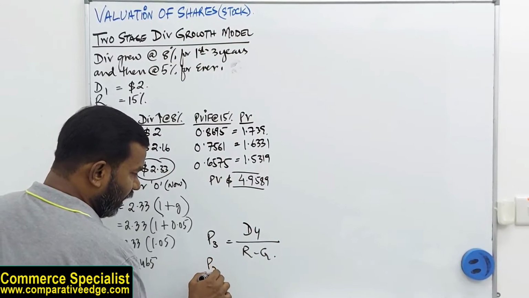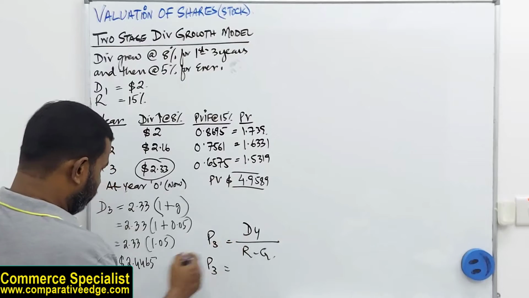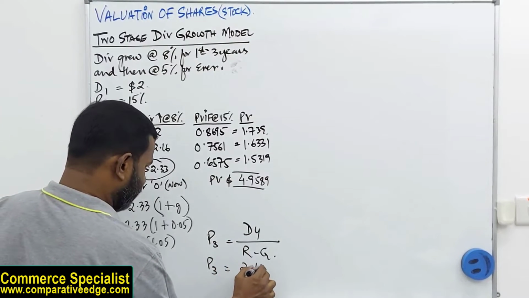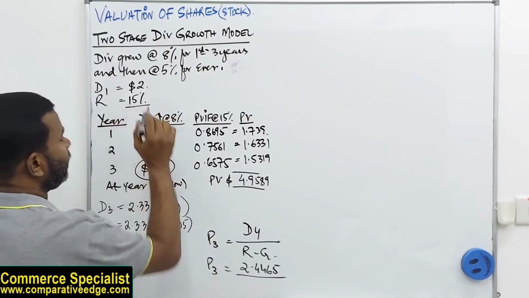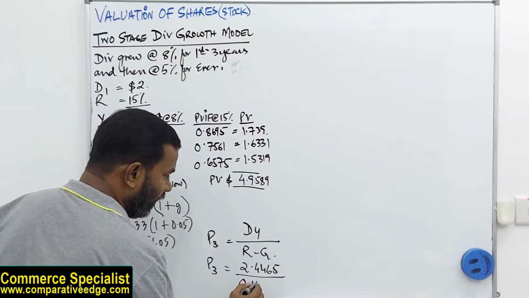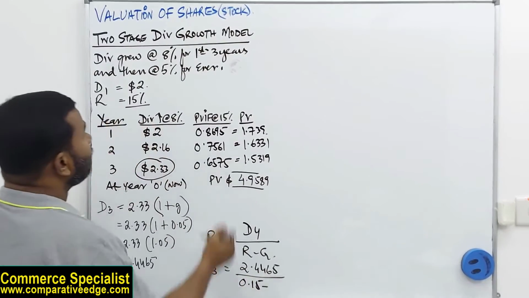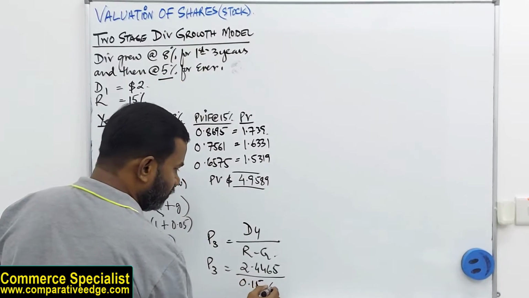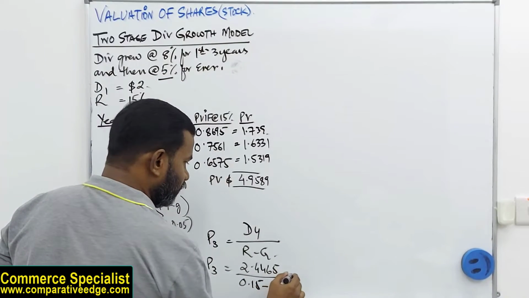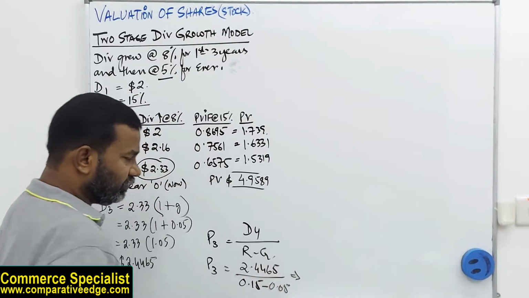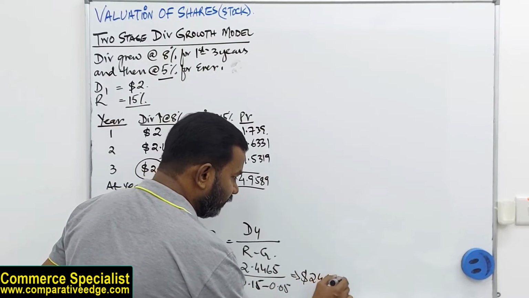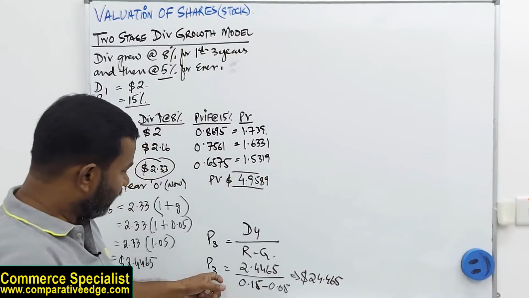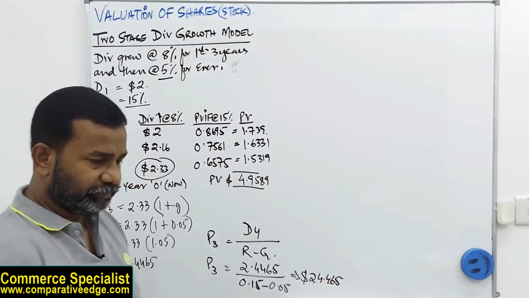So price of share at year 3 is D4, which is 2.4465, and you know investors' required rate of return is 15%, which is 0.15. Growth rate now is 5%, which is 0.05. So if I solve all this, I get 24.465. This is the price of share at year 3.